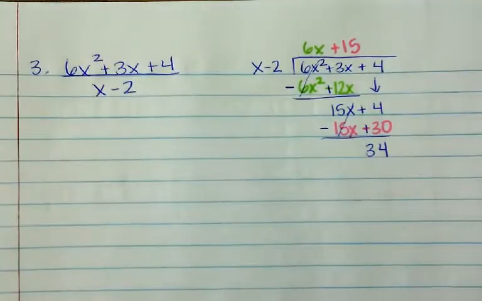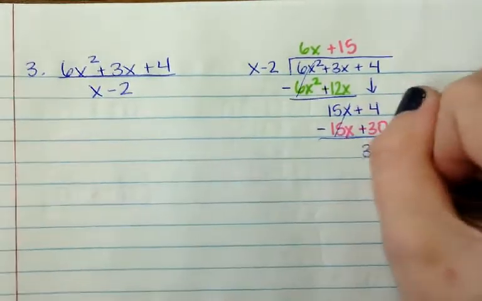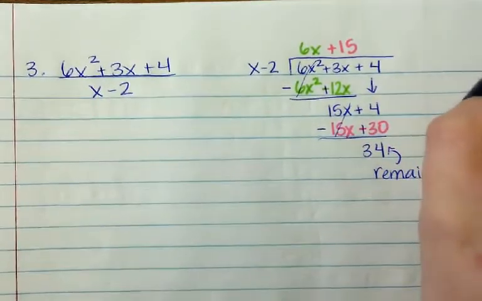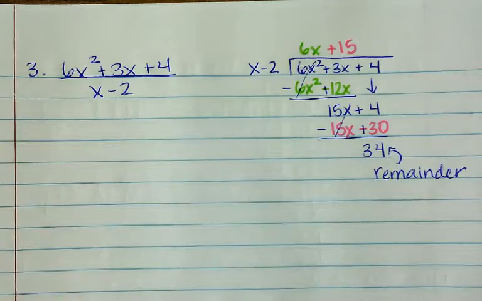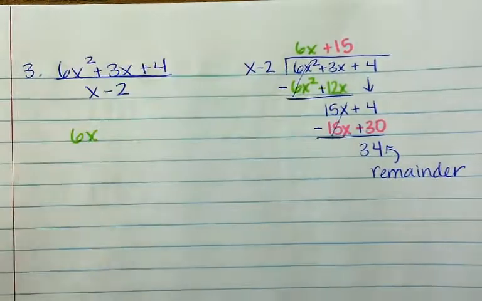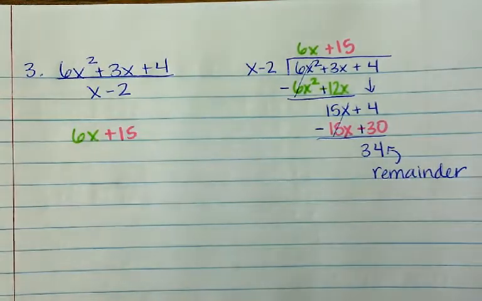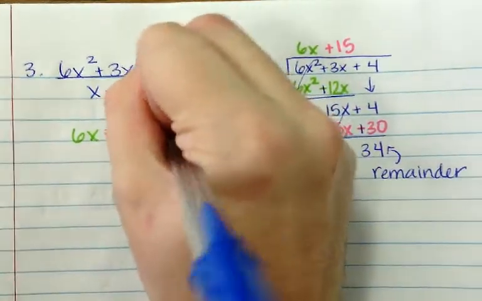So guys, if I asked you, what's the remainder for this problem? You would just tell me 34. That's it. You'd say remainder 34. All right? But if you wanted to write the whole answer out, we would write it as 6x plus 15 plus 34 over x minus 2. All right, guys? Do y'all feel good about that?